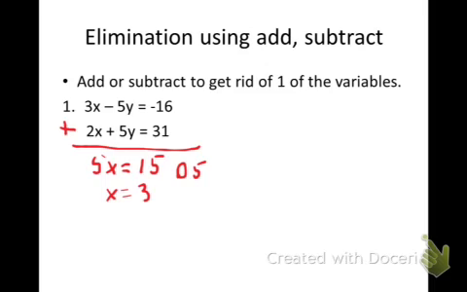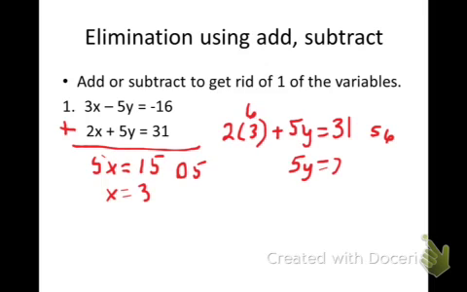Again, our solution is an ordered pair, so we need to put this in either one of them. It doesn't really matter which one you put it in. So sometimes it's nice to avoid the negative number, so I'm going to put it in the second one, so it's going to become 2 times 3 plus 5y equal 31. So this is 6, so I would need to subtract 6 from each side. Get 5y equal 25. Divide by 5. Y equals 5. Remember, your final answer you do need to write as that ordered pair. The ordered pair 3, 5.